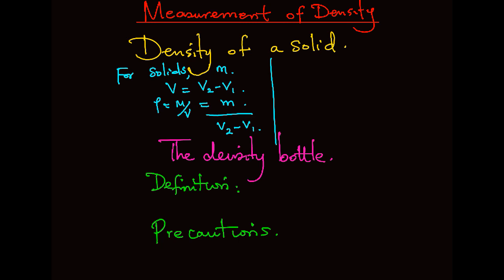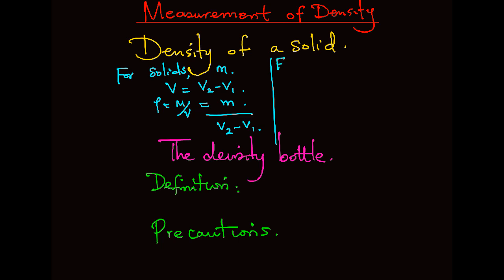Remember, for regularly shaped solids, we can get the mass by taking measurements using devices that are meant for measuring mass. Then calculate the volume from the formula and divide the two to get the density.